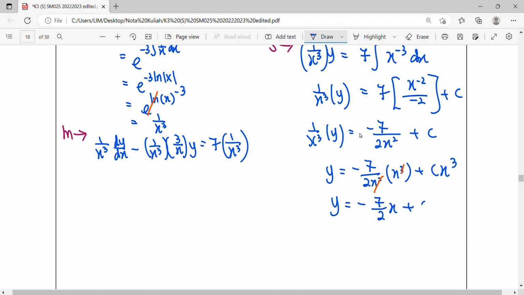plus c x cubed. So notice that this c x cubed cannot be written as C because C is a constant, while x is our variable. We cannot represent it as a constant C. Alright, so we remain it as the multiplication C times x cubed. Just leave it, we cannot simplify it into C.